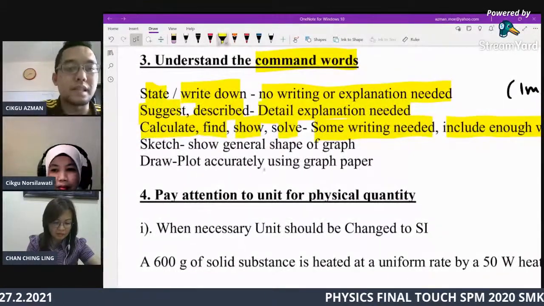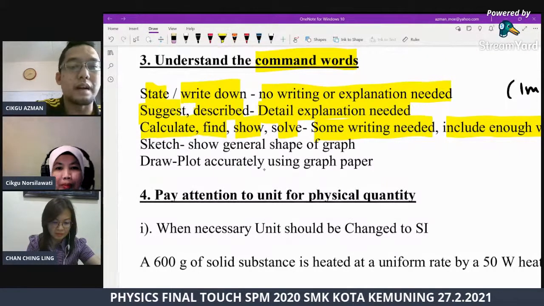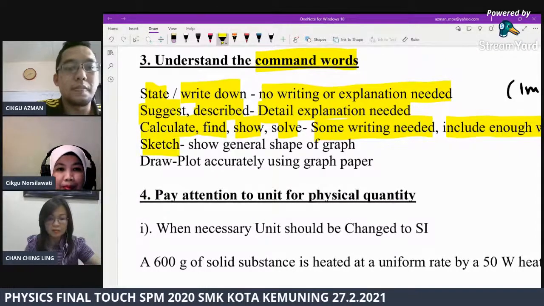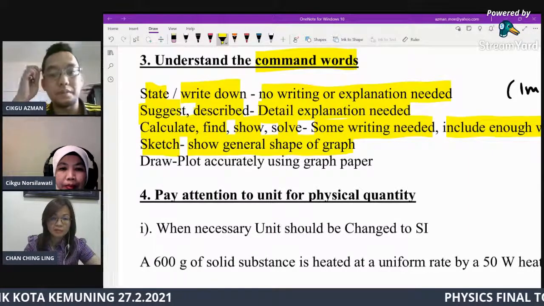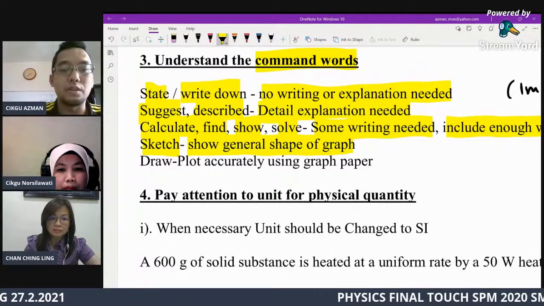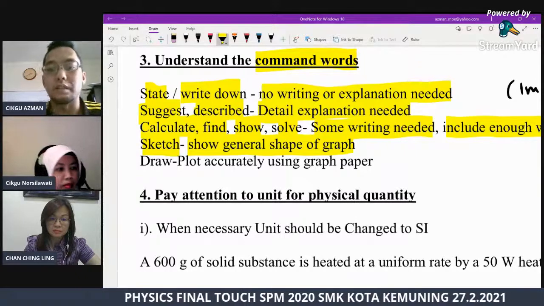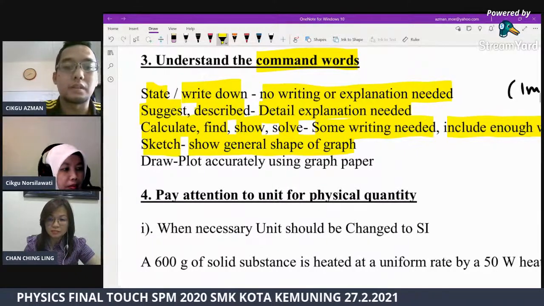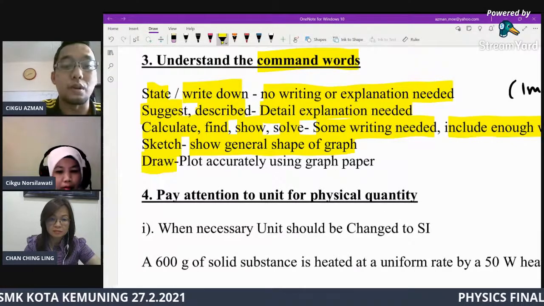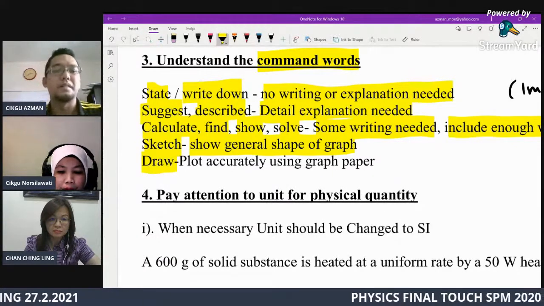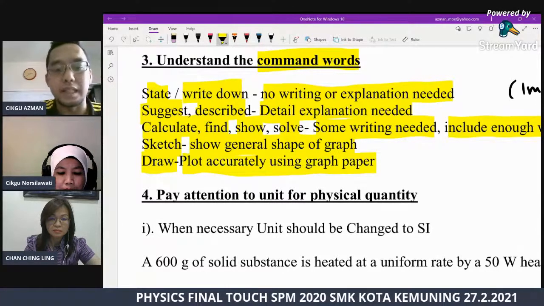Okay, next, sketch. If the question asks you to sketch, example, sketch graph, so what you need to do is show general shape of the graph. You don't need to plot the graph. If the question wants you to plot, then they will ask you to draw. Draw graph. Then you need to plot. Usually this one is in paper 3.